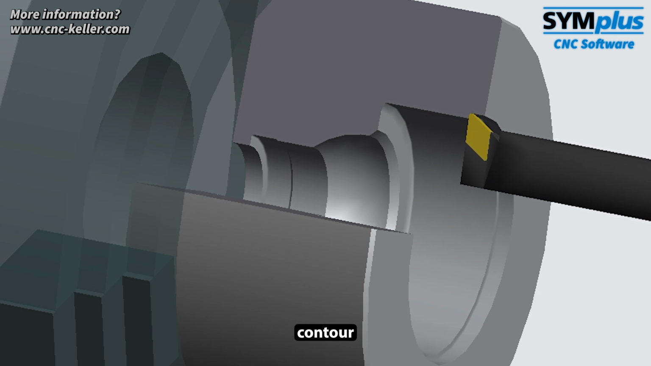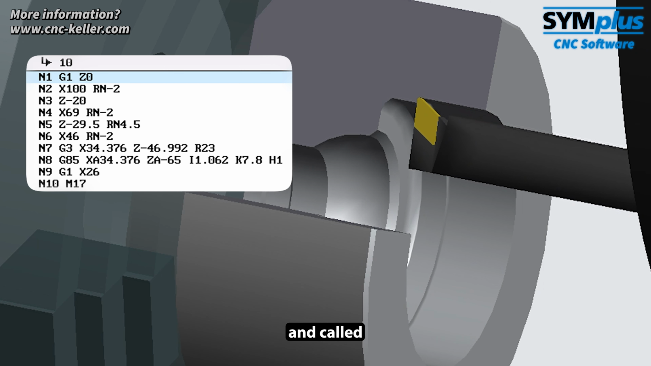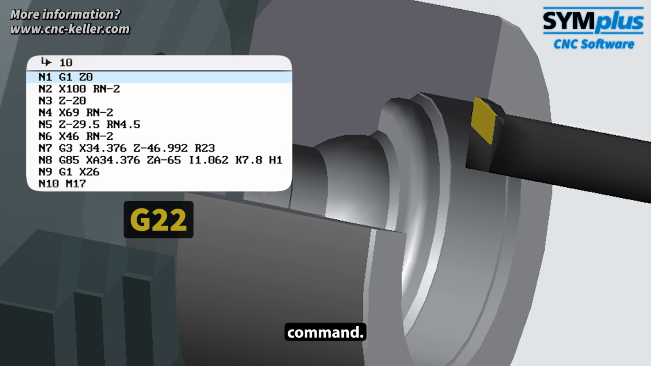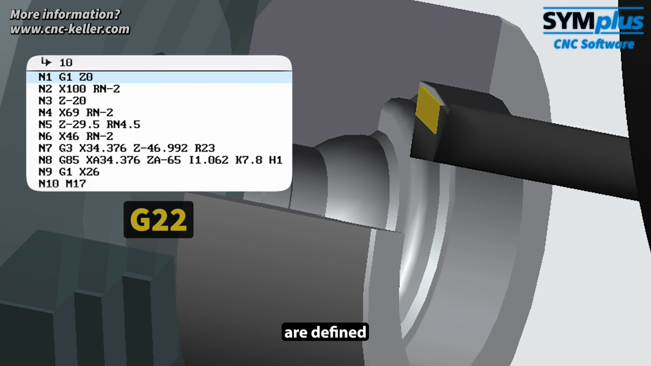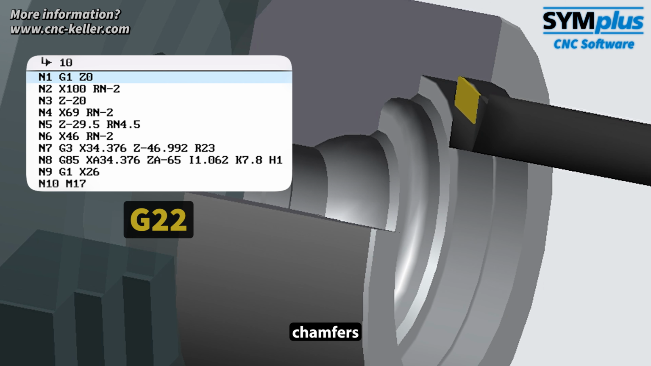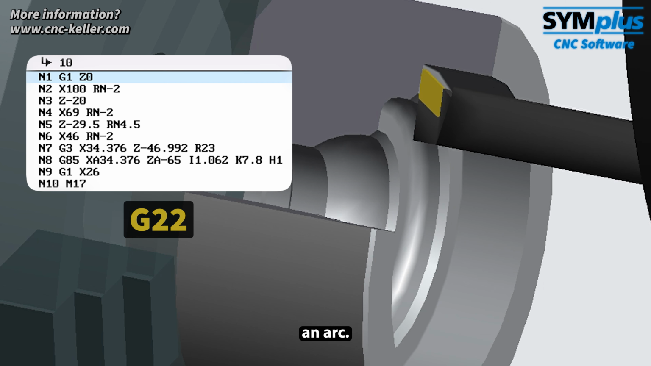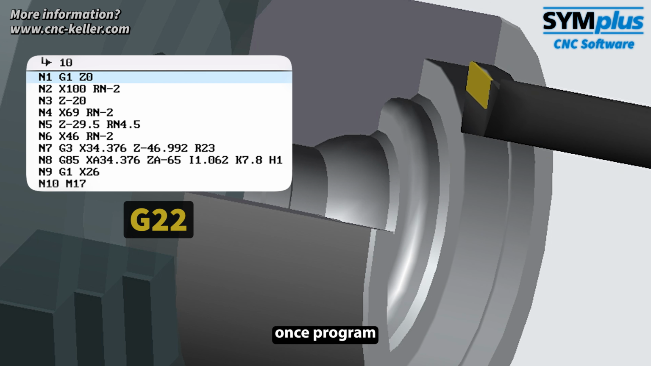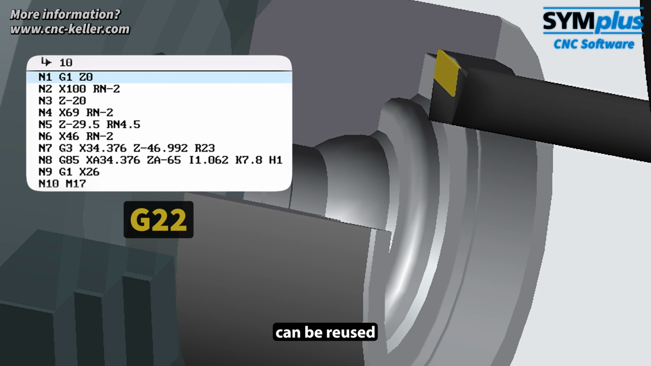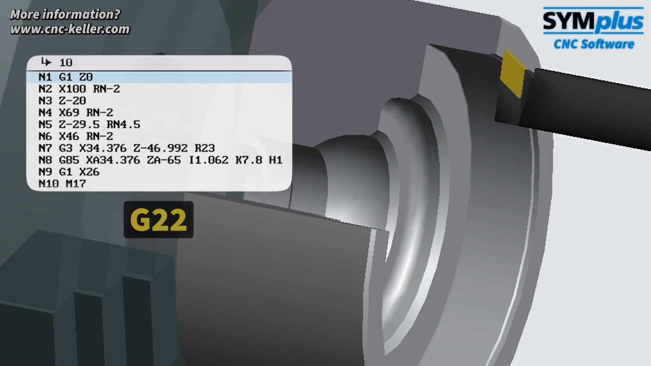The actual contour is stored in a subprogram and called with the G22 command. All geometry elements are defined there: straight lines, chamfers, radii, and even an arc. The advantage: once programmed, the contour can be reused multiple times.